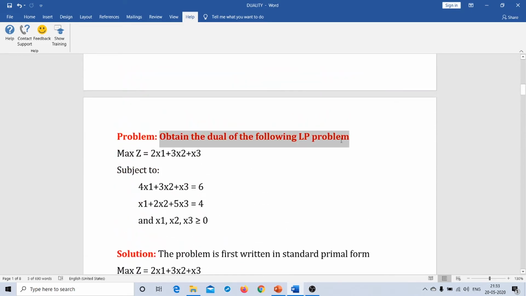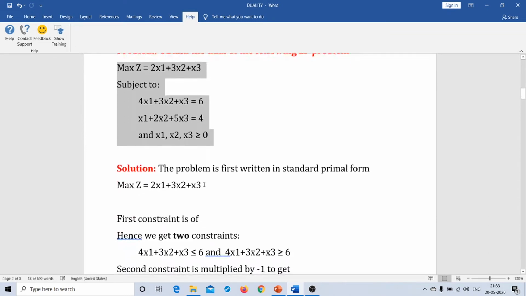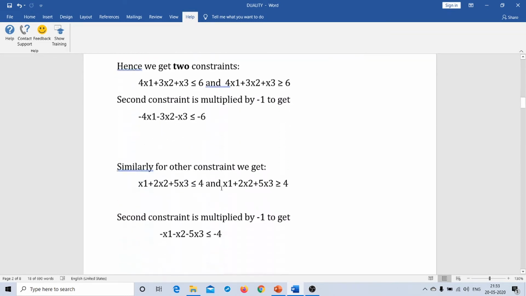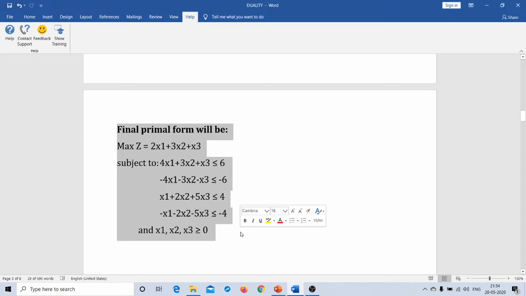So that is what it says: obtain the dual of the following LP problem. It is not that you directly go for the dual. This is the first step, where you have to ensure the given LP problem is in primal form, right? Just check whether it is in primal form. If not, you have to convert it into primal form, and that is what we have done in all these steps. Okay, now how do we convert the final primal form into the dual? Be careful, it's very interesting. Let us go step by step and understand slowly.